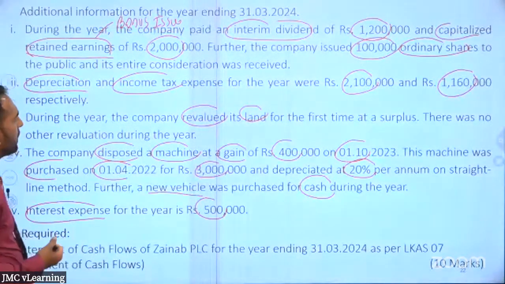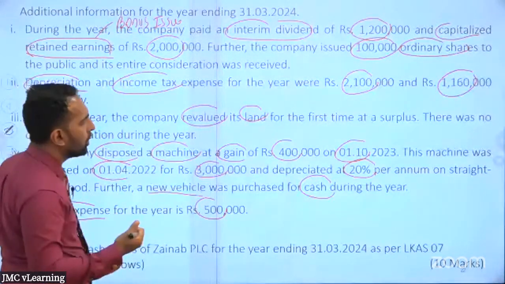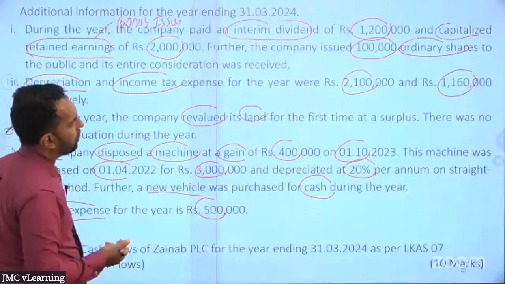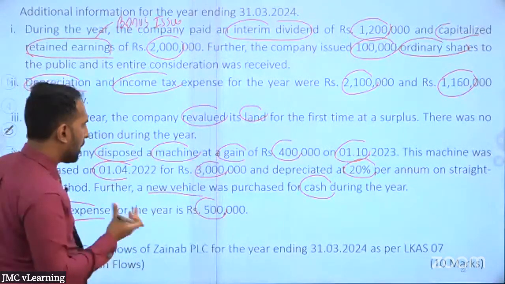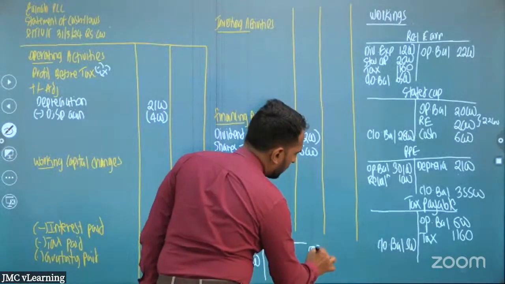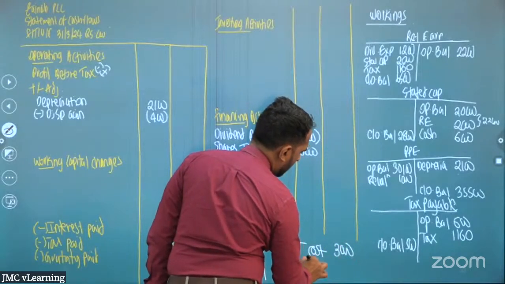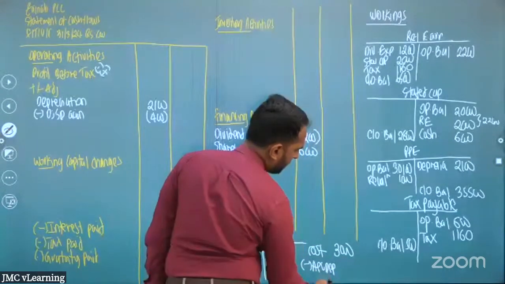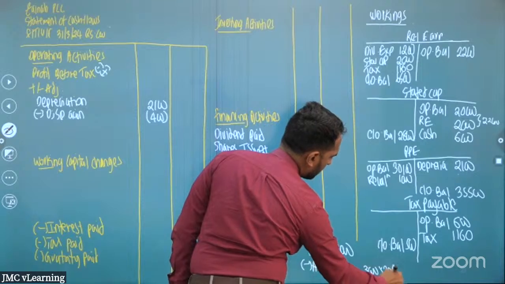The machine was purchased for rupees 3,000 on 1st of April 2022. You have disposed it on 1st of October 2023 with a depreciation at 20%. So I need to calculate the carrying value. The cost of this particular asset is 3,000. I need to deduct the accumulated depreciation. How much is that?